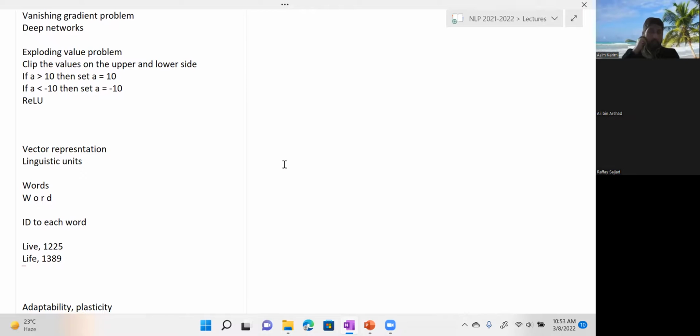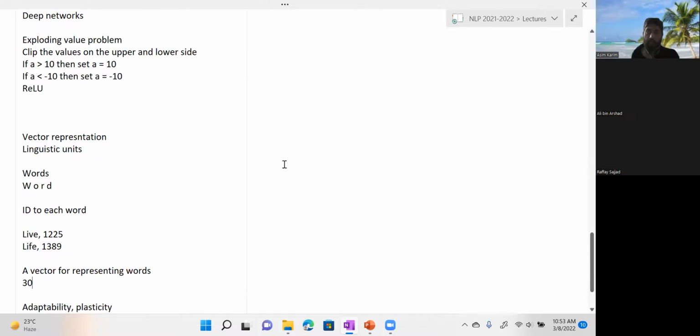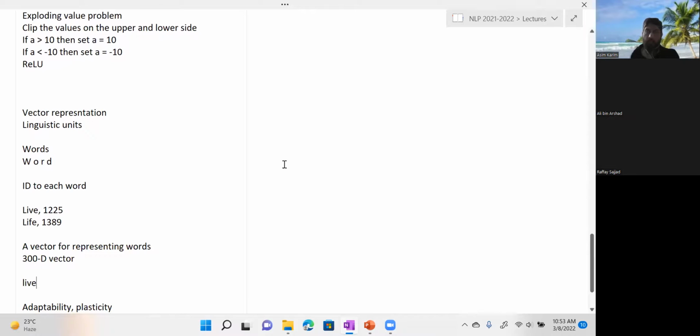One way of having an expressive representation is to use a vector for representing words. A vector is, of course, not just one value, it might be multiple values. Let's say a 300D vector. So now for the word live, you will have a 300D vector with values, let's say -1, 0.5, 1, 3, minus, let's say 1.5, and so on.